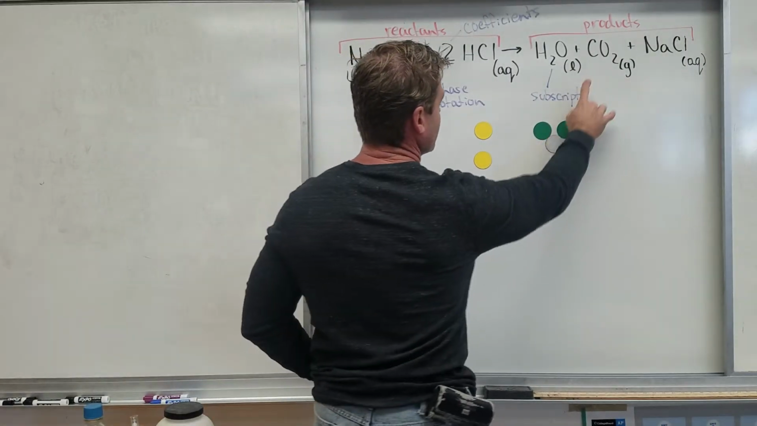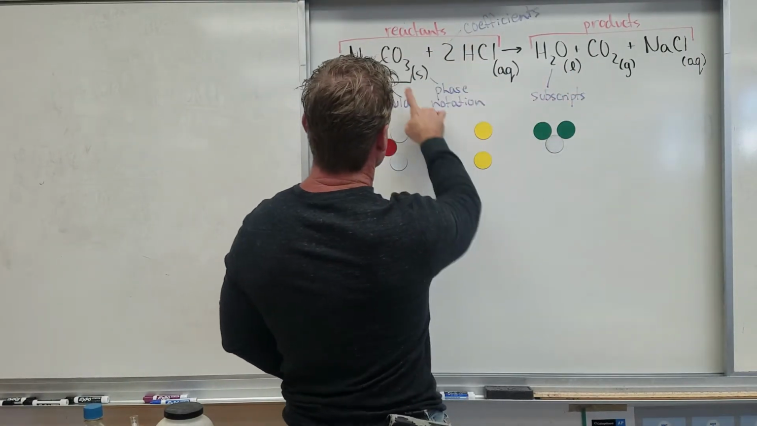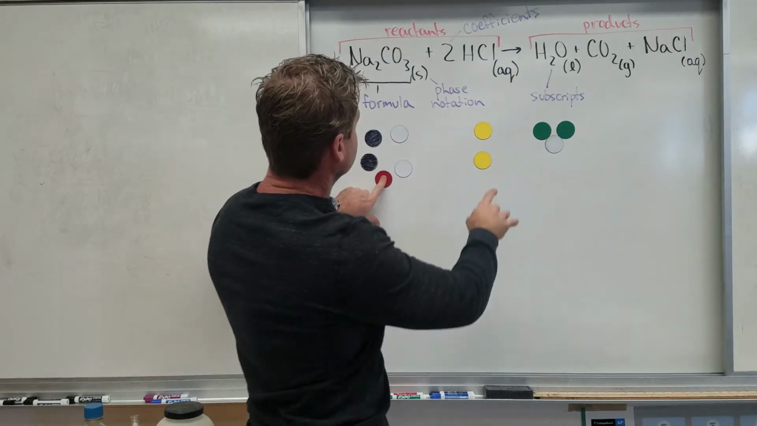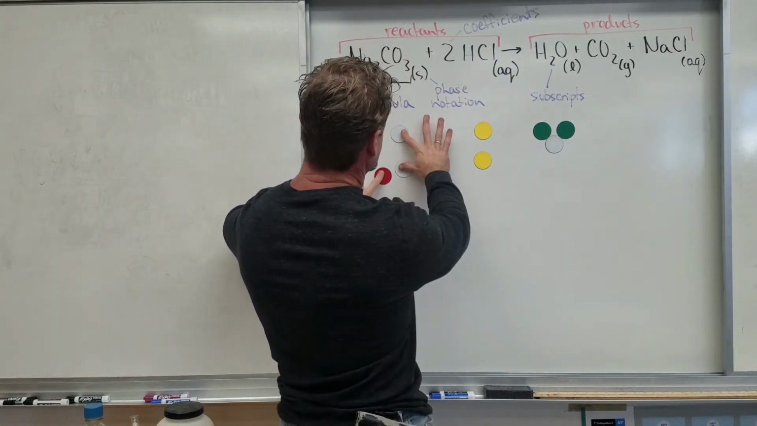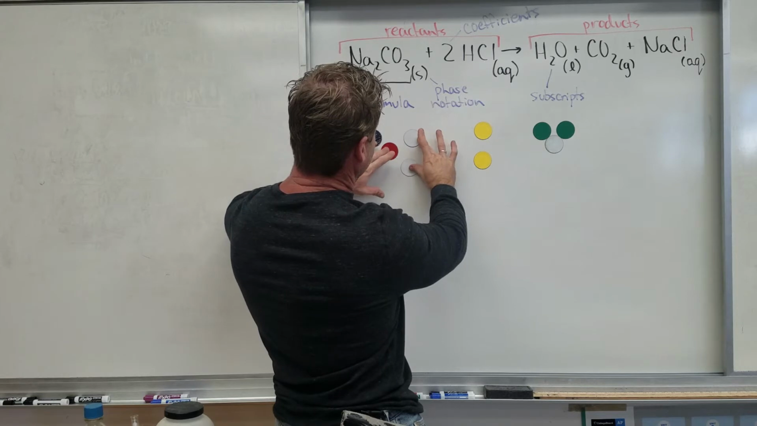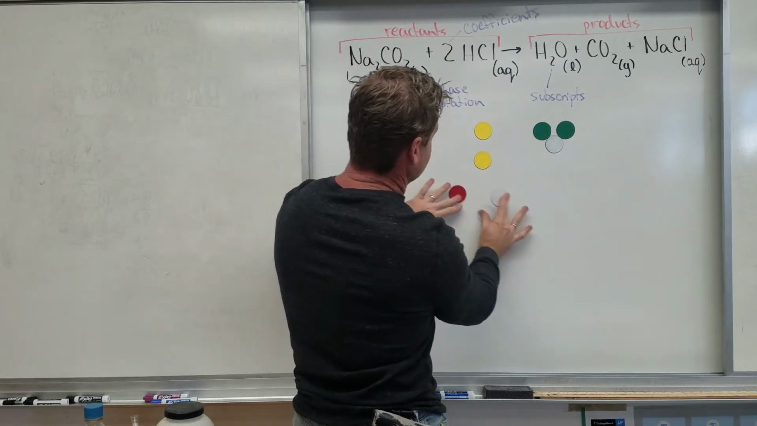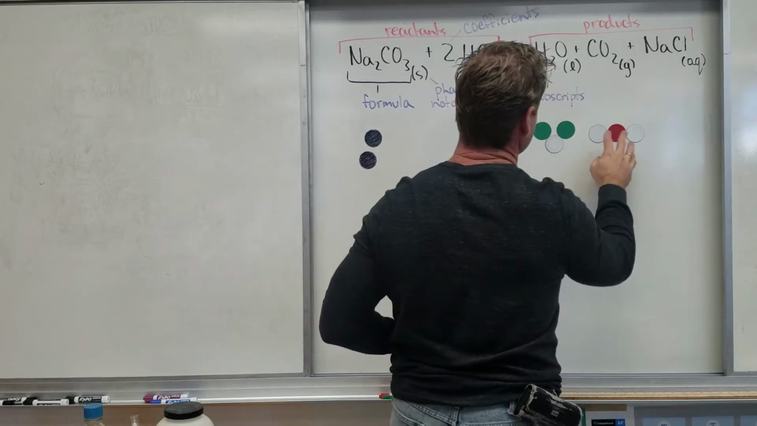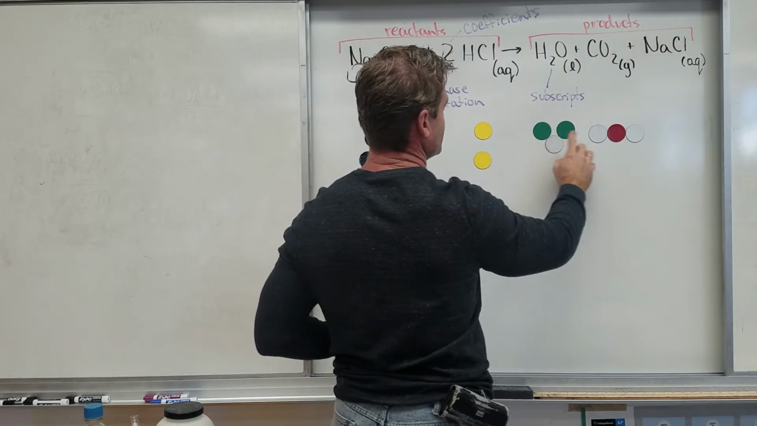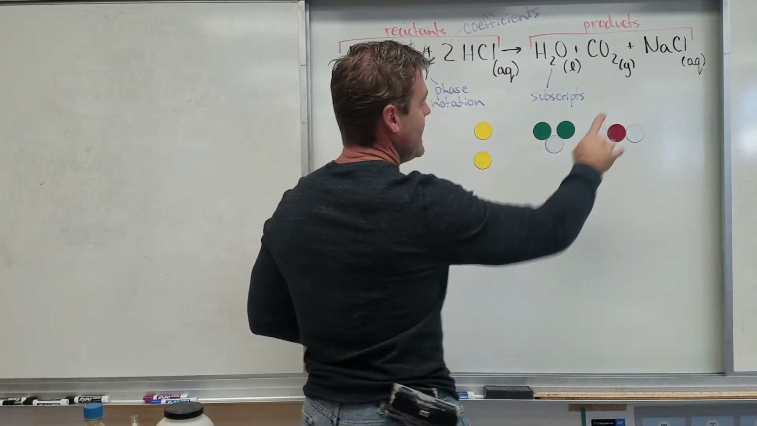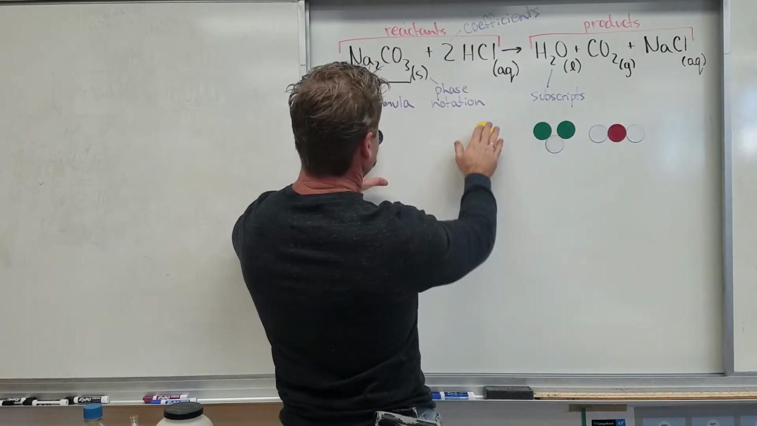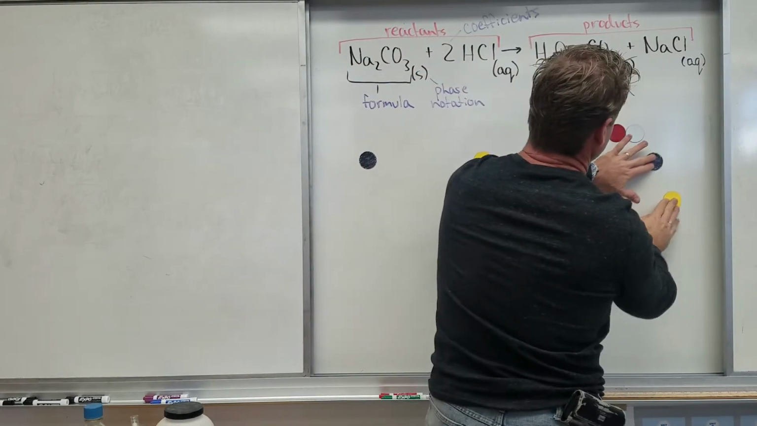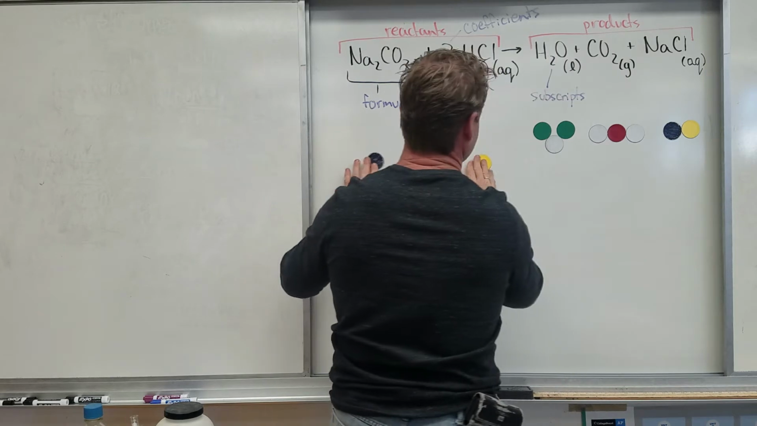So it forms water. I'm also forming carbon dioxide. The 1 carbon atom is going to combine with just 2 oxygen atoms. This is carbon dioxide. It would look like this. Remember our shapes: water is bent, carbon dioxide is linear. And then I'm going to form NaCl. The Na and the Cl are going to combine together.